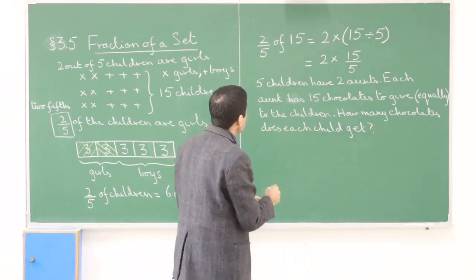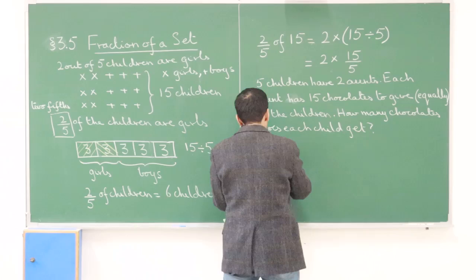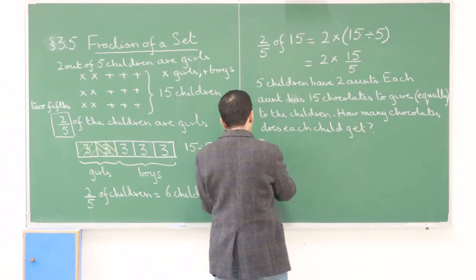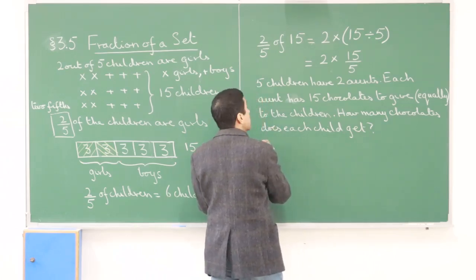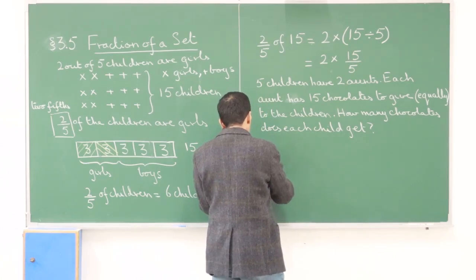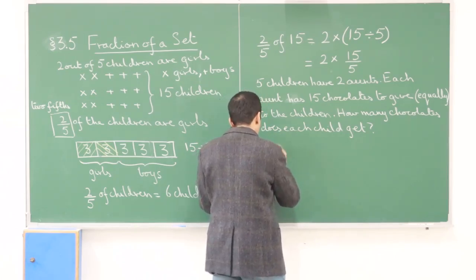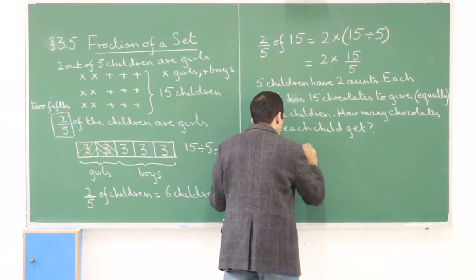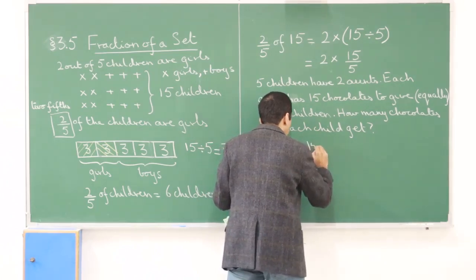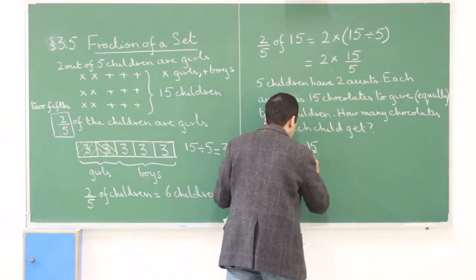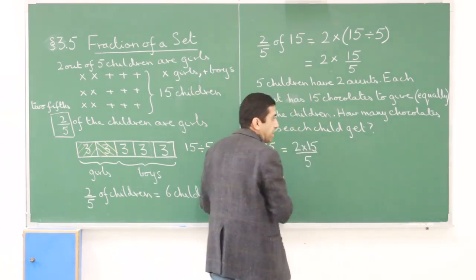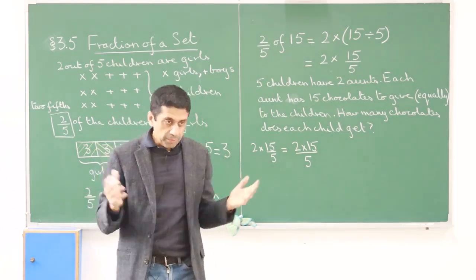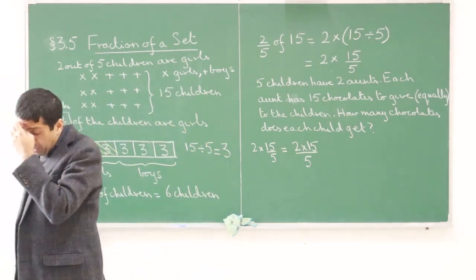So we're trying to be very careful. There's a series of equalities, right? We can say 2 multiplied by 15 over 5 is the same as 2 multiplied by 15 divided by 5. Anything wrong with that? No. Same thing, right? Okay, that's good.